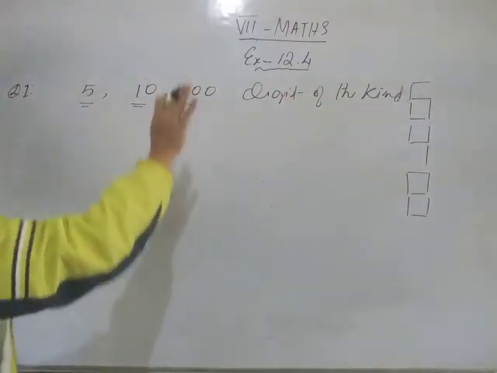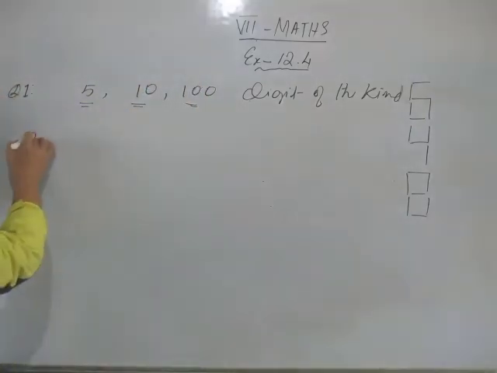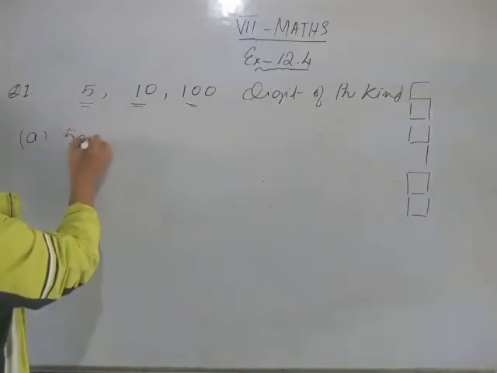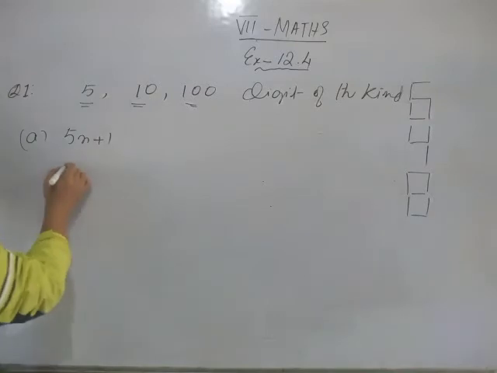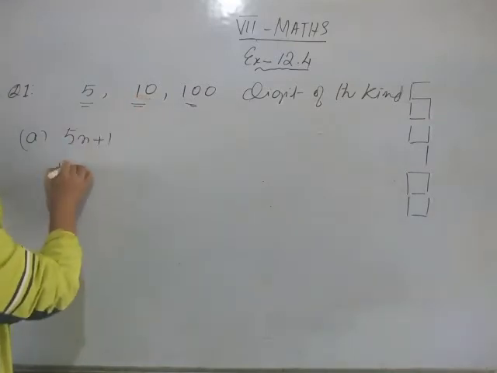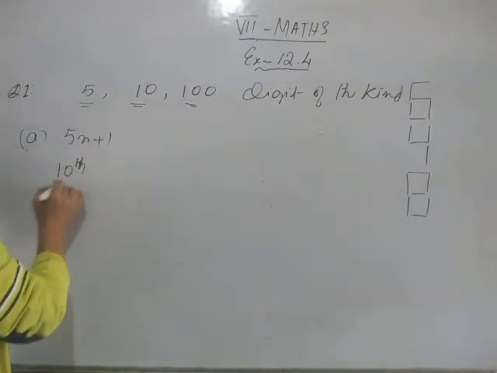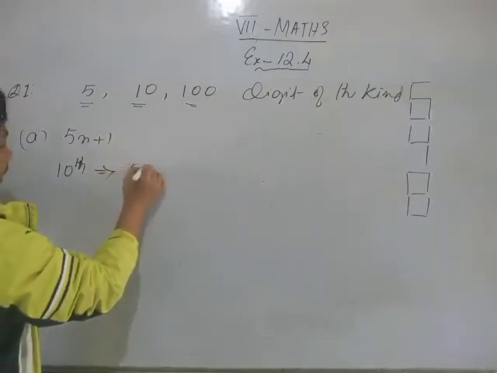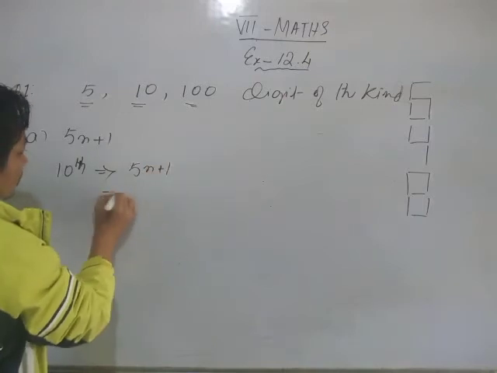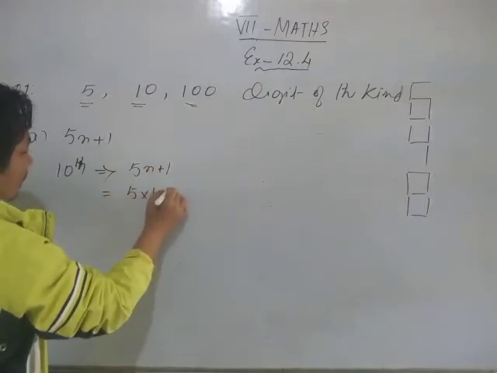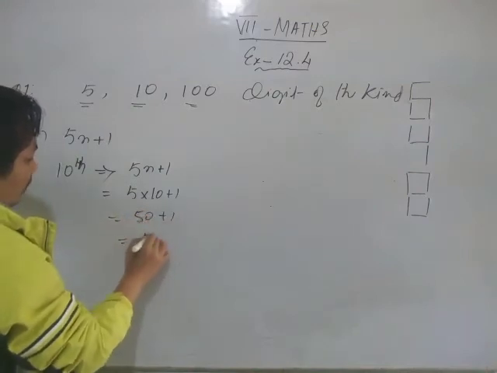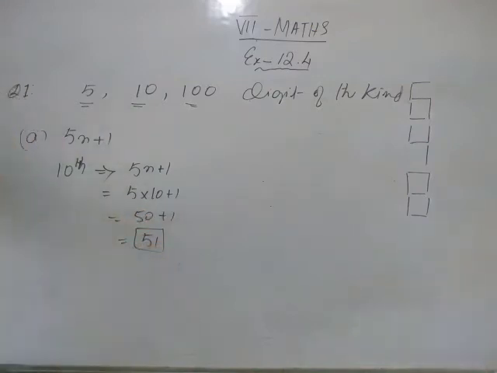So first, in the case A, the expression is 5n plus 1, isn't it? That means for 10 times the pattern, 5n plus 1 is equal to 5 into 10 plus 1, that is 50 plus 1, that is 51. 51 segments will be required, isn't it?